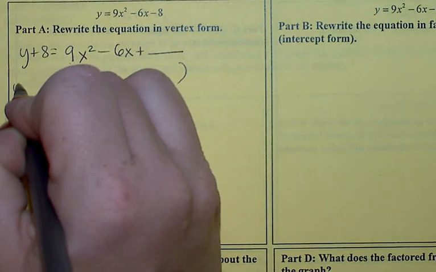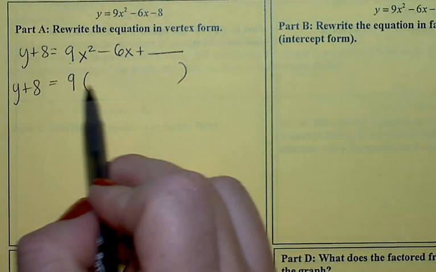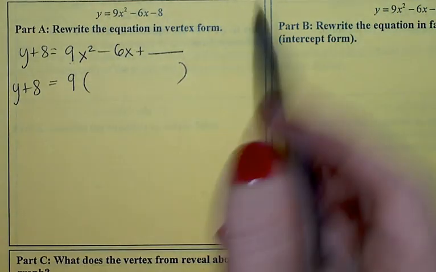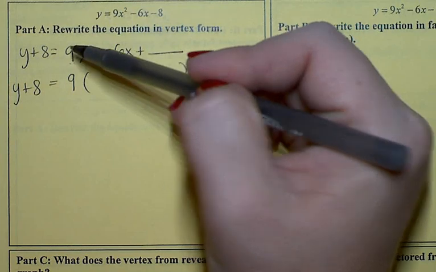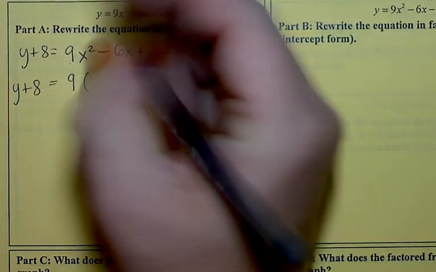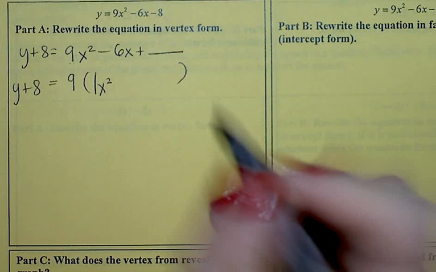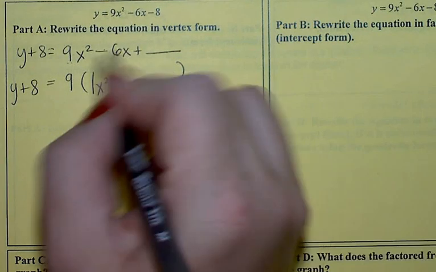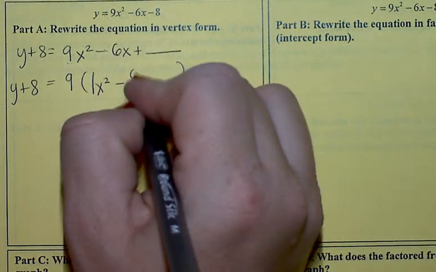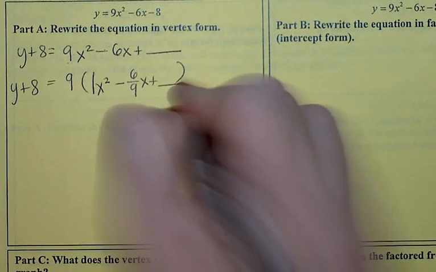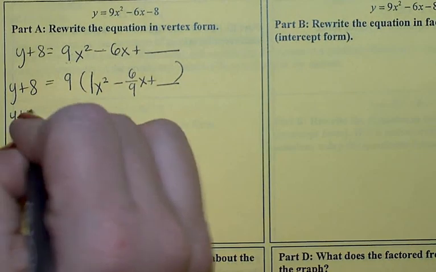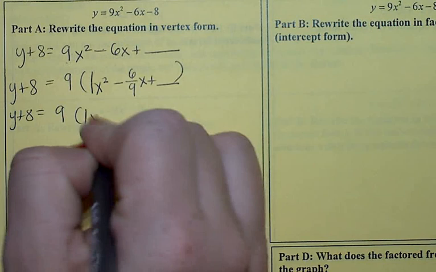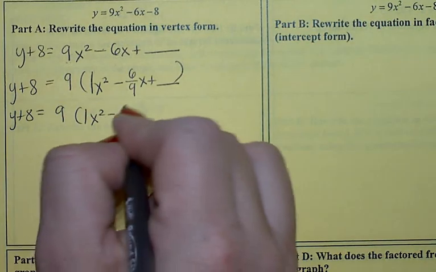And there's confusion in previous classes of knowing how do I know what goes inside. You start at the top and you divide downwards. 9 divided by 9 is a 1. Bring down the x squared. Negative 6 divided by 9, and I'm going to come back and reduce that fraction in just a second. Six divided by 9 reduces to 2/3.